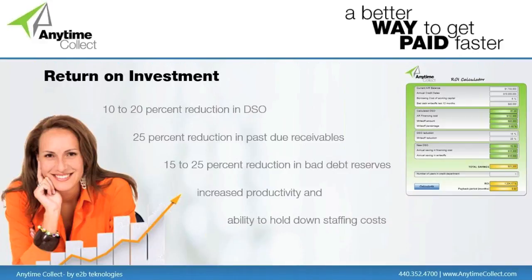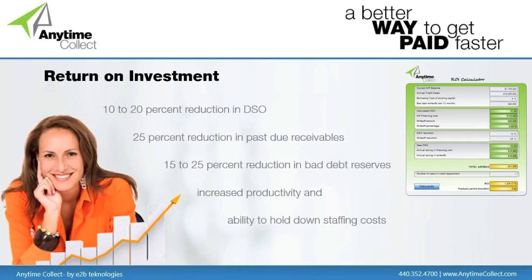The return on investment from using software like Anytime Collect, and there are others out there on the market, but our general class of software is credit collections management. You're typically going to see about a 10 to 20% reduction in your day sales outstanding, a fancy way of saying you're getting paid 10 to 20% faster. Also a 25% reduction in past due receivables, a 15 to 25% reduction in bad debt write-offs, and increased productivity. You can do things better, faster, stronger, and hold down your staffing costs.